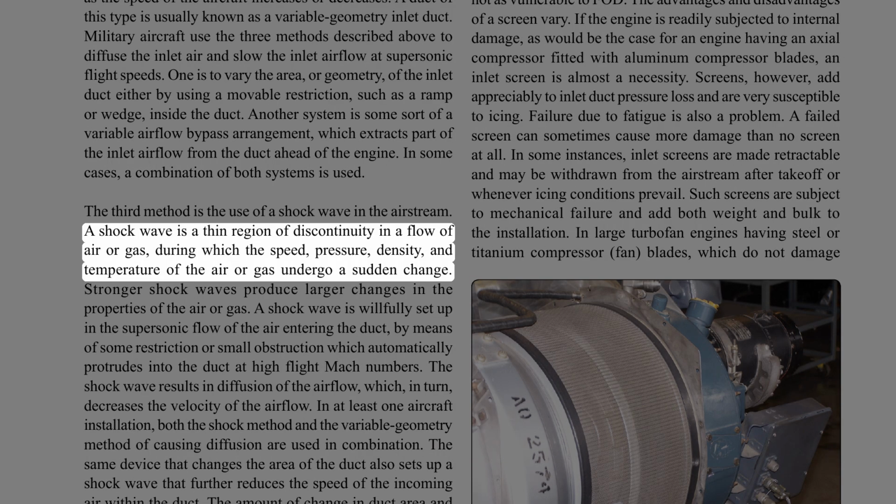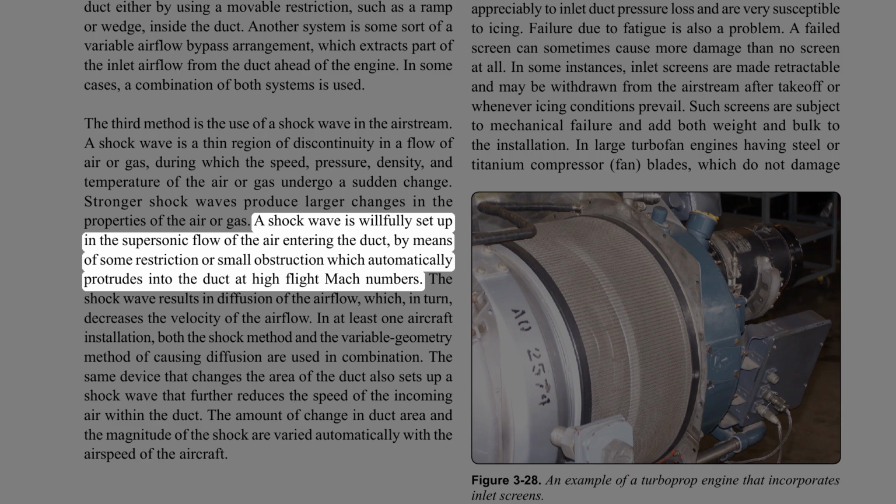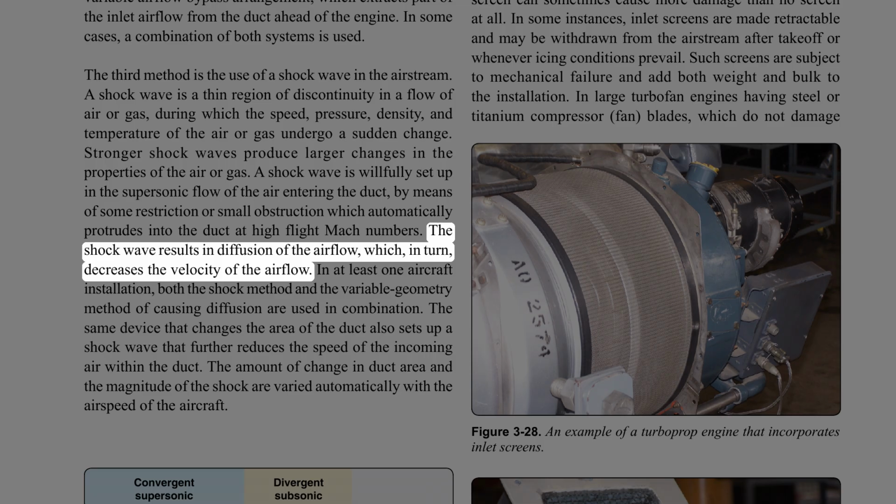A shock wave is a thin region of discontinuity in a flow of air or gas, during which the speed, pressure, density, and temperature of the air or gas undergo a sudden change. Stronger shock waves produce larger changes in the properties of the air or gas. A shock wave is willfully set up in the supersonic flow of the air entering the duct, by means of some restriction or small obstruction which automatically protrudes into the duct at high flight Mach numbers. The shock wave results in diffusion of the airflow, which, in turn, decreases the velocity of the airflow.